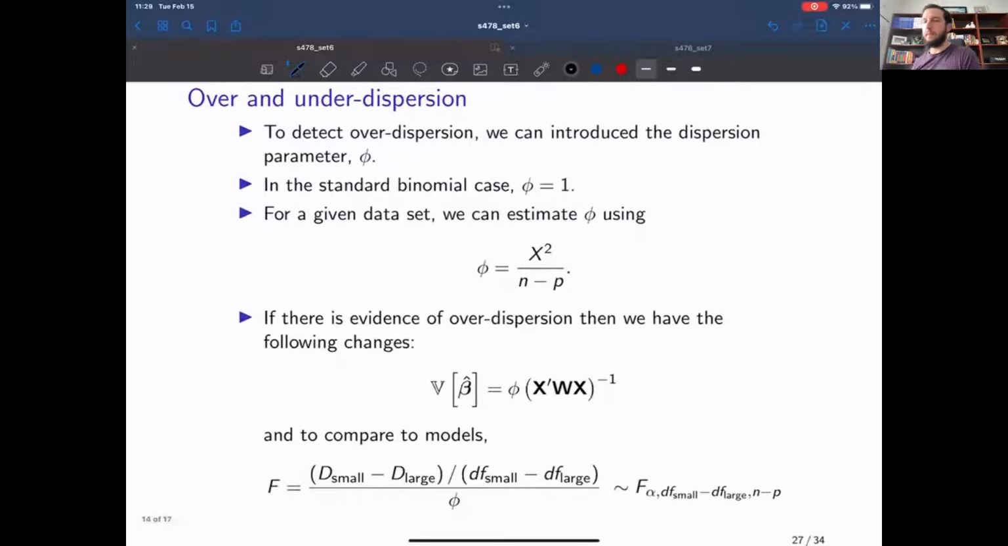To detect over dispersion, and I think you could also use this for under dispersion, but we're mainly commenting in the context of over dispersion, we can introduce the dispersion parameter phi. In the standard case, when the model fits well, this value is going to be equal to 1. So we can estimate phi. I have to check to make sure I'm not saying phi when I should be saying psi. It's phi.